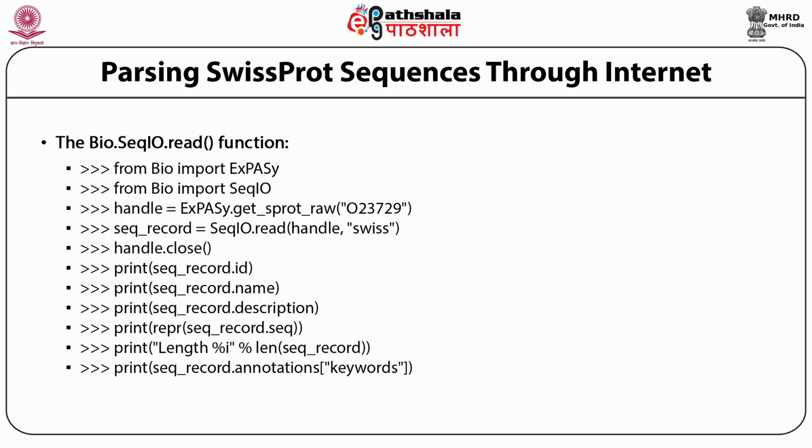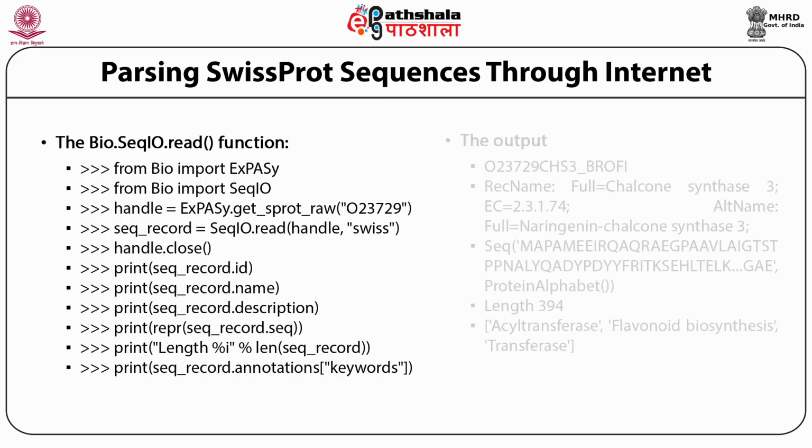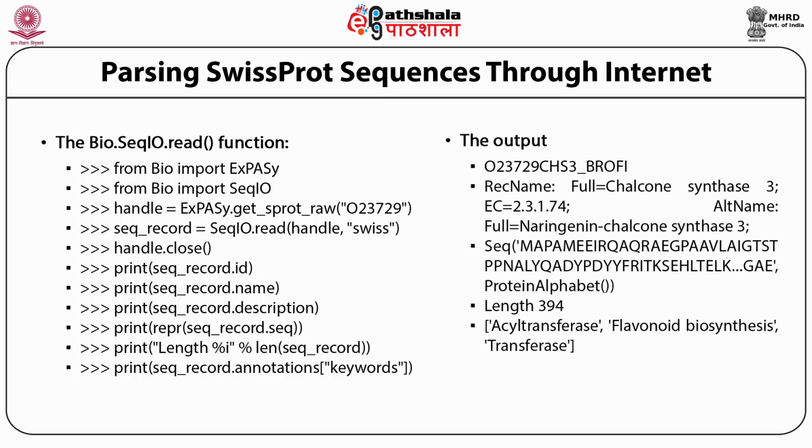Now if I want to print that, first I say print seq_record.id, it prints the ID, and then the record name, I just say seq_record.name, and the description. If I want the description, I say dot description. Similarly, all other attributes can be printed. The output of the corresponding code is given on the other side. So you get all the information.